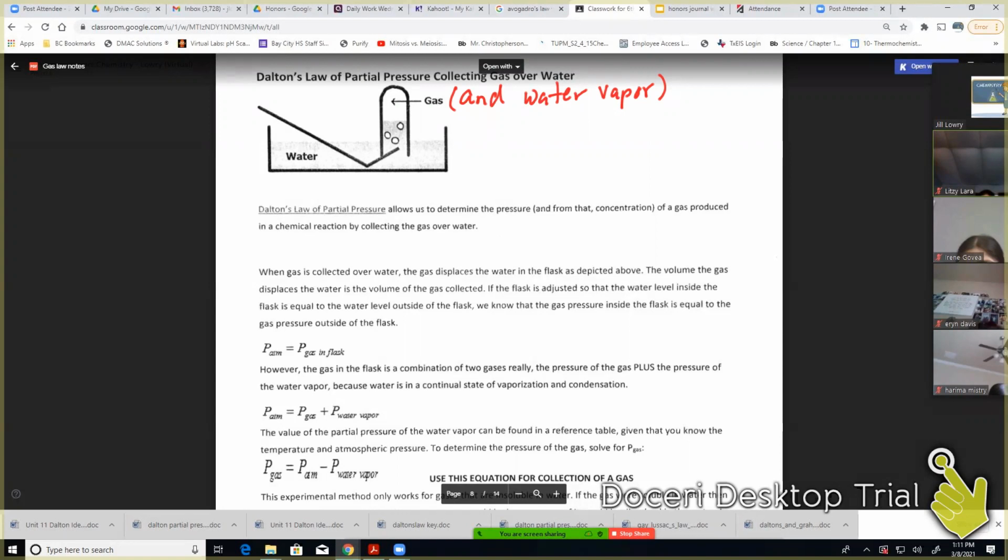So if we collect this gas that we're interested in over water, the problem is that we collect not only the gas, but we also end up getting some water vapor. So if I wanted to find out the amount of the gas that I had collected, I have to take out that water vapor first. So that's how it applies to Dalton's law of partial pressure.